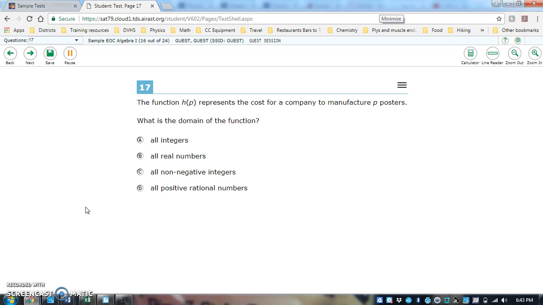So our solutions here are all positive rational numbers? Well, rational numbers include fractions, so it can't be D. All non-negative integers, that sounds pretty good. Those are whole numbers that are positive. All real numbers? Well, real numbers include irrational and rational numbers. I am not going to sell you pi number of posters. So B is out. A is all integers, and if I remember correctly, integers also include those pesky negative numbers. So my only solution here would be C, all non-negative integers.